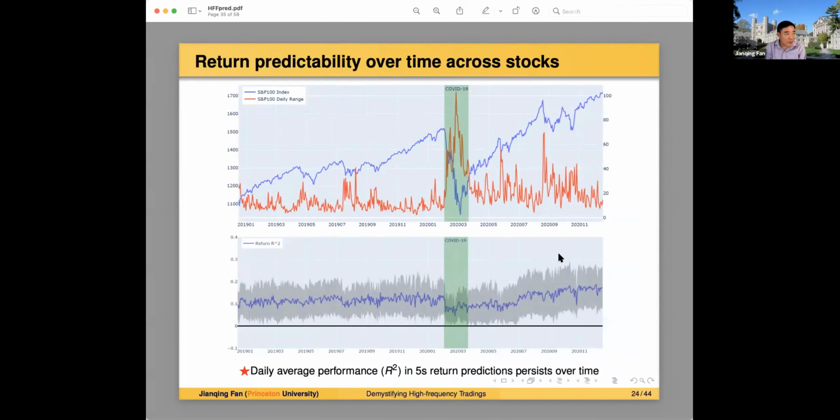Now we summarize individual stock performance again, but now across time. So in other words, for 505 days, I summarize the average, or indeed the median, out-of-sample R squares with the standard deviation. So you can see that for every day, the predictability universally exists. So 0 is here, and here I'm just showing you the SP100 index volatility, and this particular time you can see is the COVID-19 period. So higher volatility is certainly associated with weak predictability. This is at least what we can see from here.